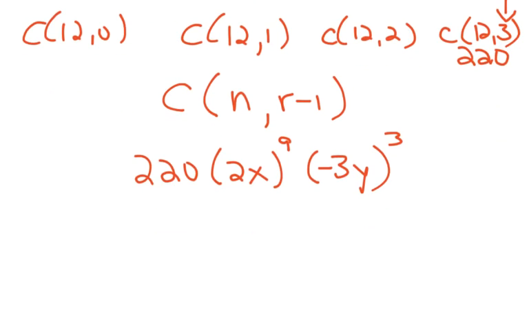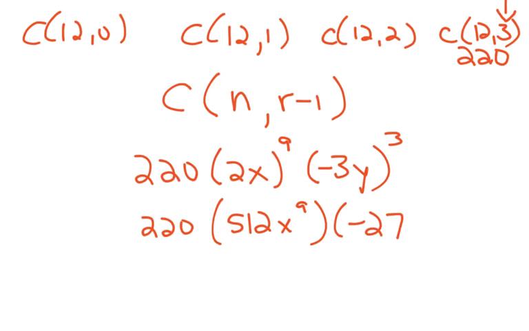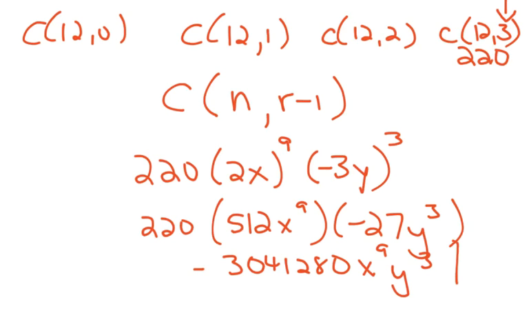So now I can finish this off by doing 2 to the 9th power, which is going to be 512. So this is going to be 512x to the 9th. And then I can raise negative 3 to the 3rd power, which is negative 27, and then it's y to the 3rd. And now I can multiply 220 times 512 times negative 27, and I get negative 3,041,280, x to the 9th, y to the 3rd.